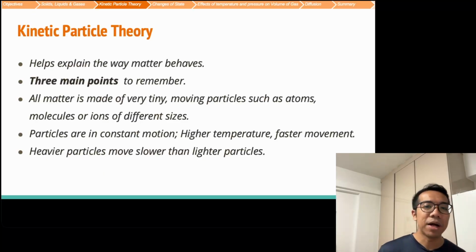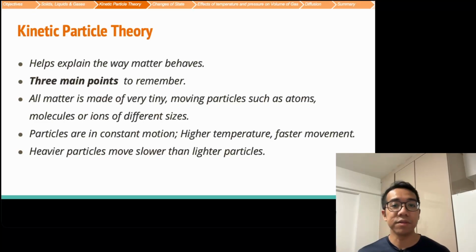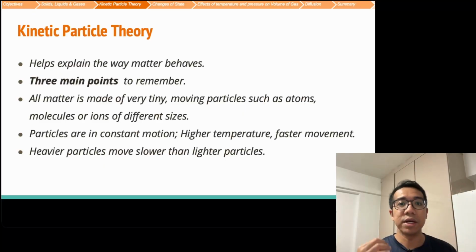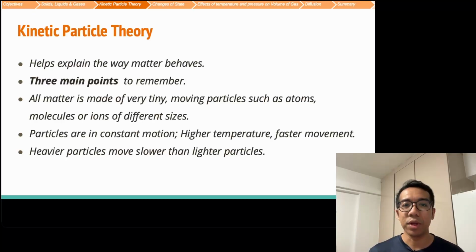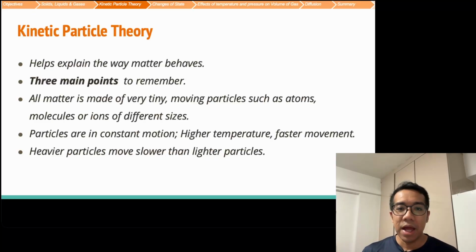Okay, so the second part of the kinetic particle theory is to know that particles are in constant motion. This is one mistake that I think a lot of students make, especially early on, thinking that particles in a solid, for example, do not move. If you remember a few slides earlier, we saw that particles in a solid do move and vibrate in place. The same can be said in liquids and gases as well. And one thing to remember is that the higher the temperature, the faster the movement. Again, do not be afraid. We will go through this in further detail later in this lecture.